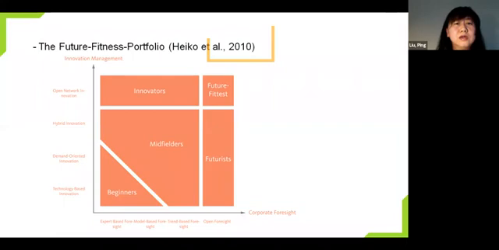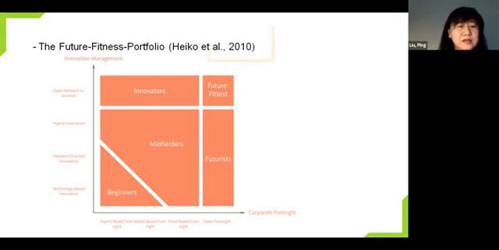So here is the future fitness portfolio developed by Heiko et al. in 2010. They classified the companies into 5 categories: beginners, midfielders, innovators, futurists, and future fittest, according to their innovation management and the corporate foresight development stage.